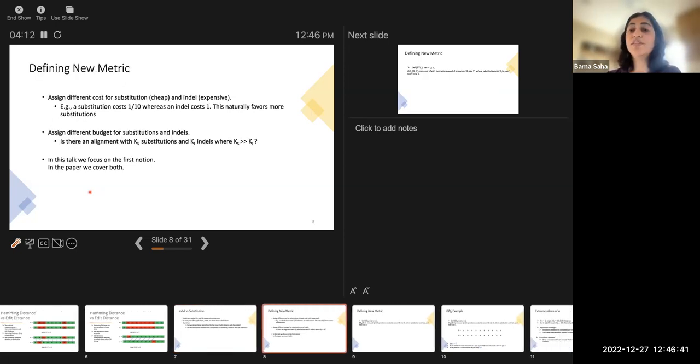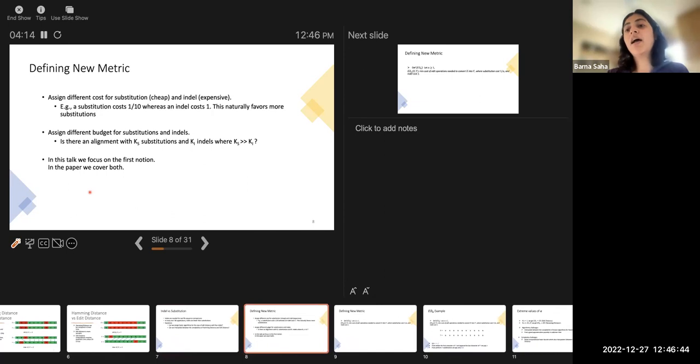To do so, we define a new metric. One is where we assign different costs for substitutions and indels. Substitutions are cheaper, indels are expensive. So for example, you can assign a substitution cost of 1 over 10, whereas 1 indel will cost you 1. So this naturally favors 10 times more substitutions than indels.